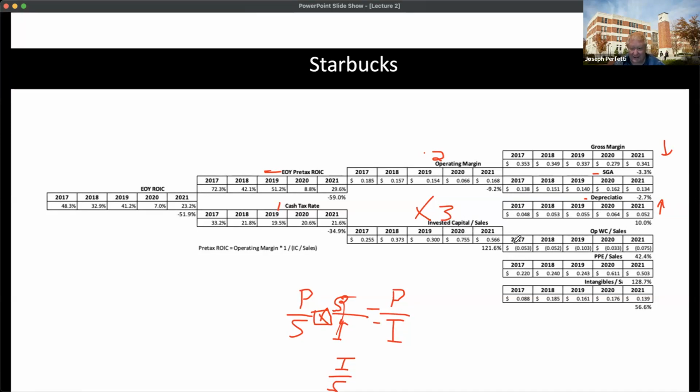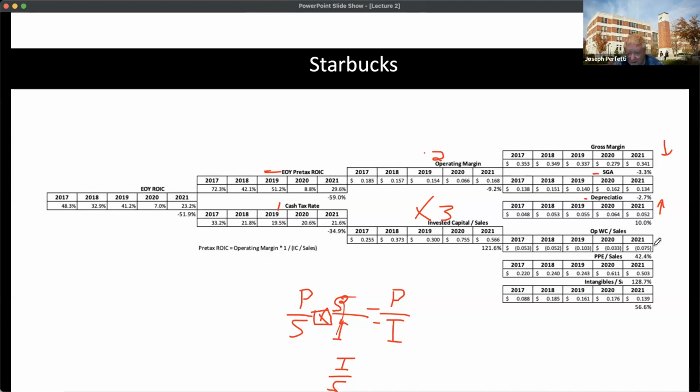In 2017, Starbucks had negative 5 cents of working capital, which means they had more accounts payable than receivables and inventory. Kind of like Apple, when we looked at Apple earlier today. In 2021, they had negative 7.5 cents, which means they had more accounts payable relative to receivables and inventory. That reduces your invested capital.